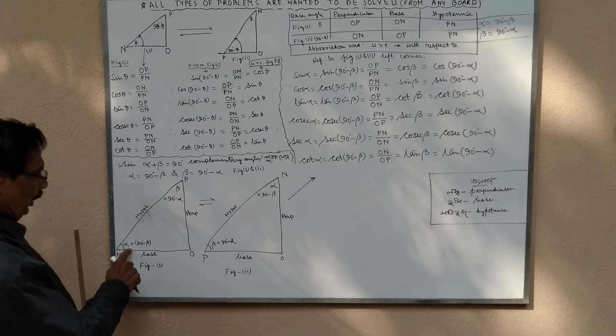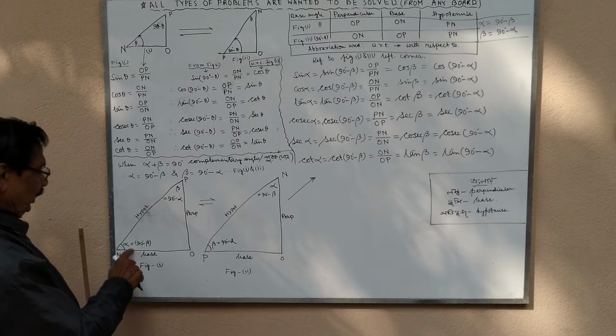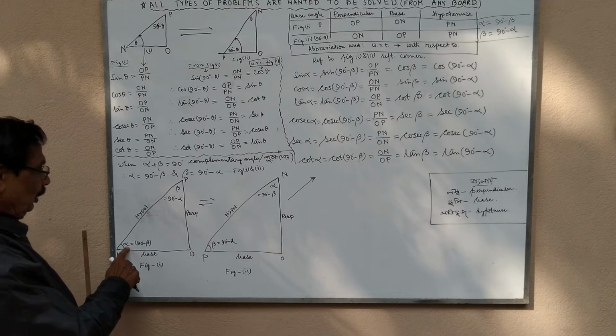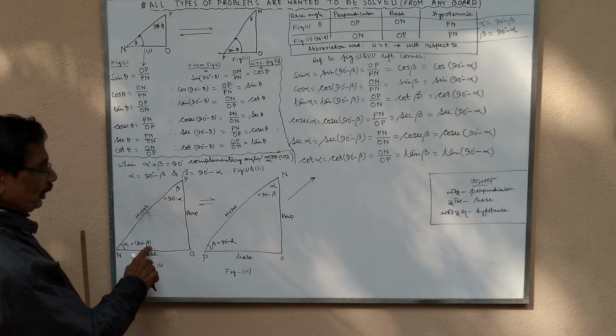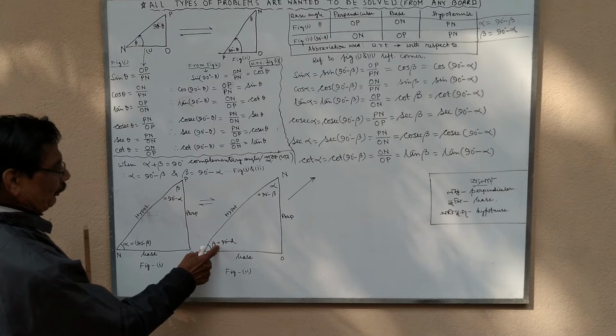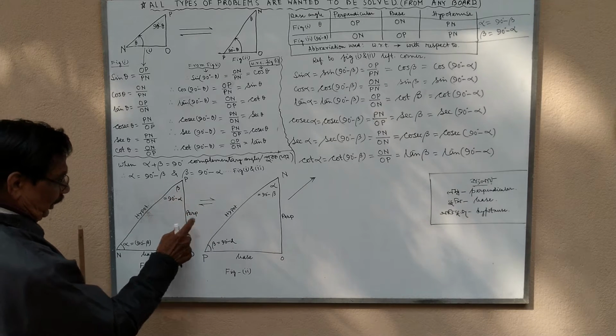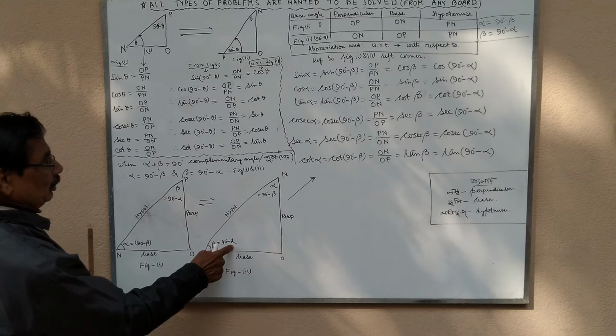Here the base angle is alpha, that is 90 degree minus beta, and here the base angle is beta, and beta equals 90 degree minus alpha.